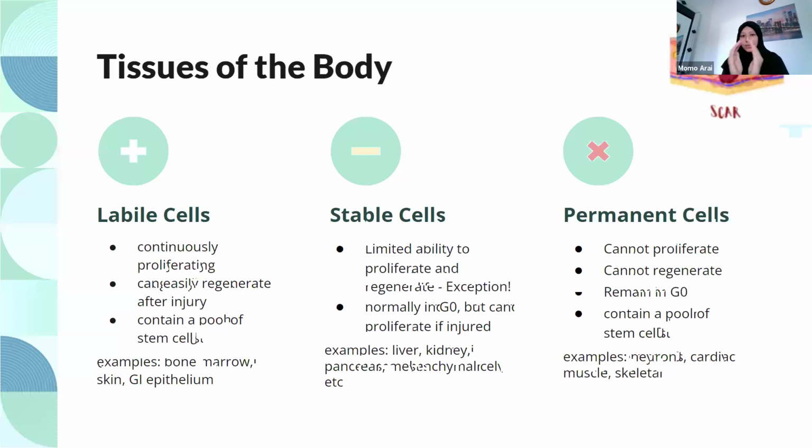Stable is in between. From the name, it's stabilized in the G0 phase. It's a phase in the cell cycle where it's just there, not dividing every day, but at the same time, if there is any damage to, for example, the liver or the kidney, it can make up for the damage and go to regeneration. Does that make sense? Basically, if there is damage, it will act like labile cells. Only when there is damage it can divide. But if there's nothing, it will just stay stable.